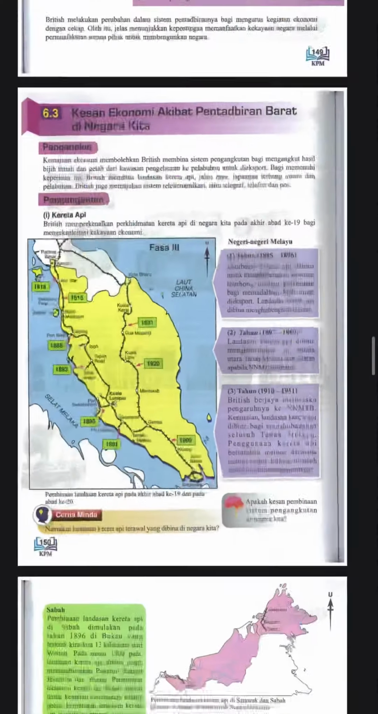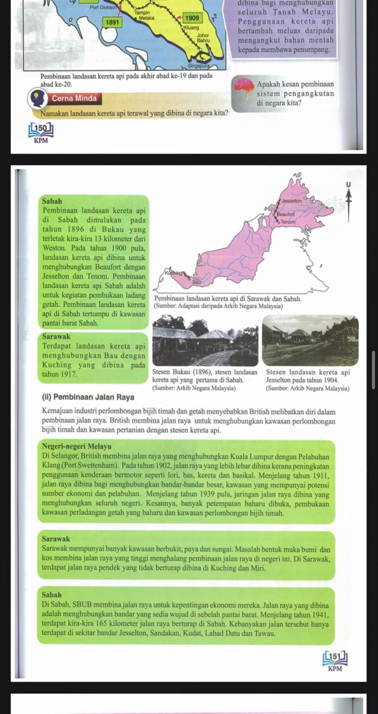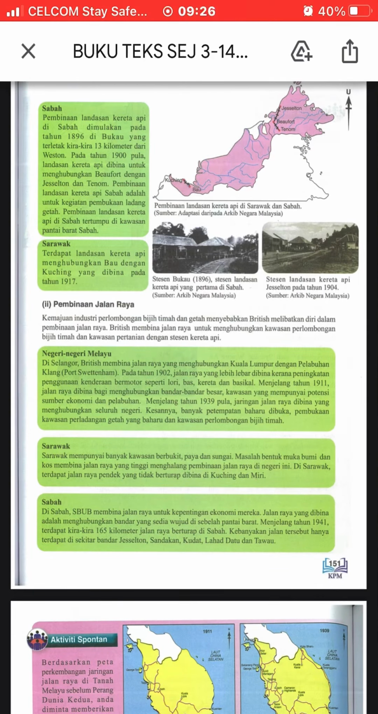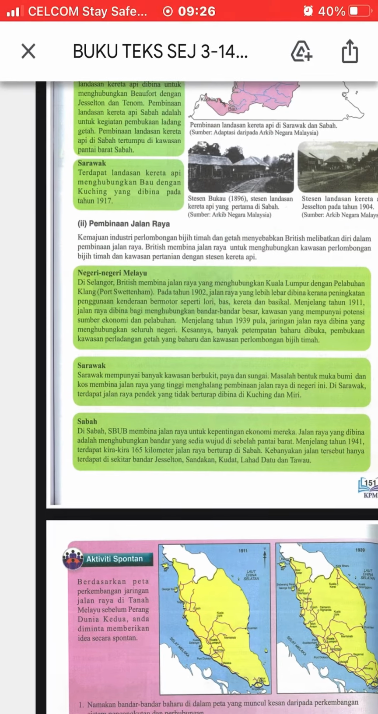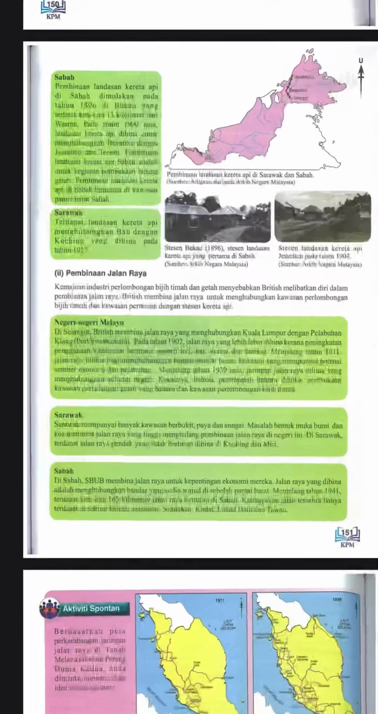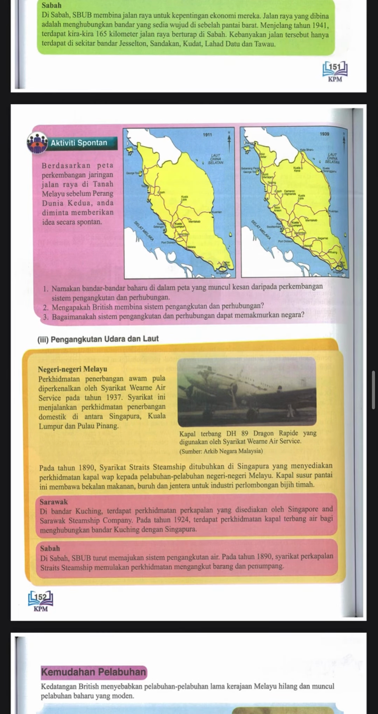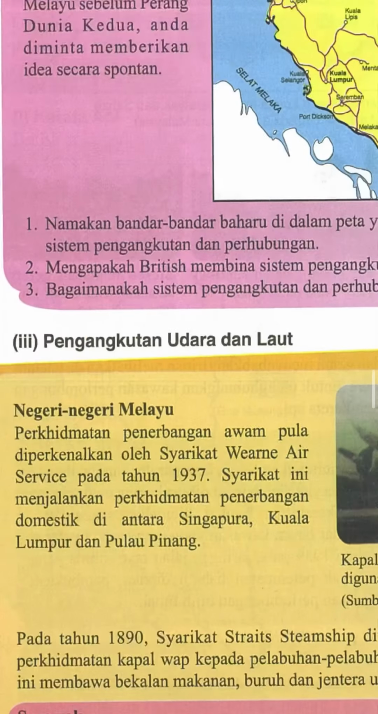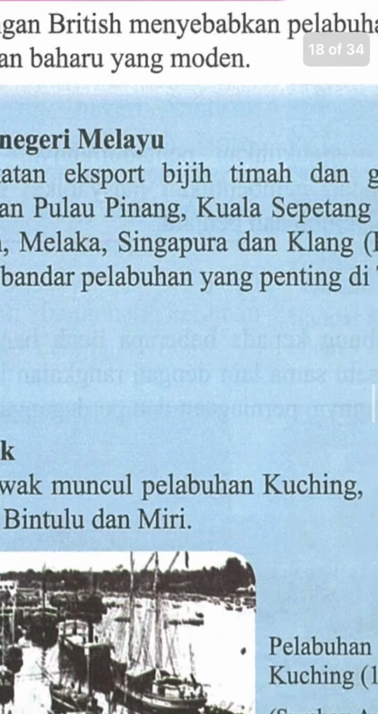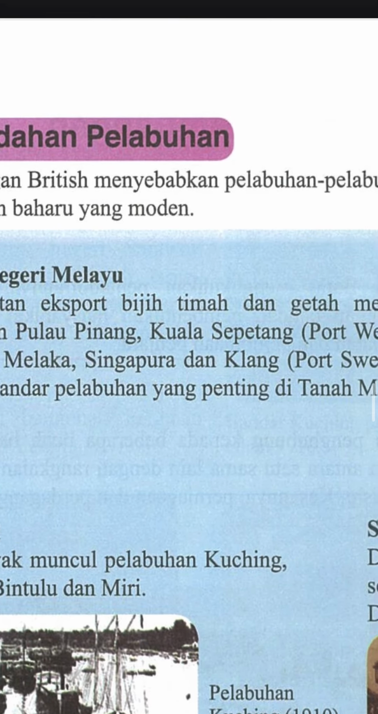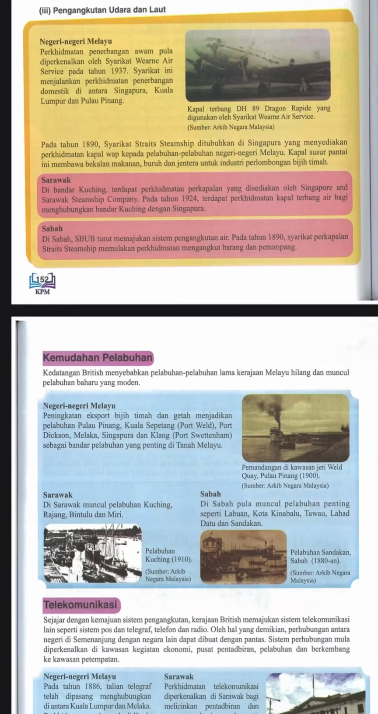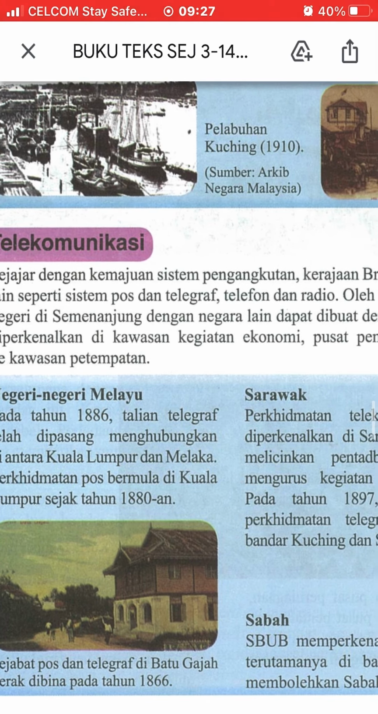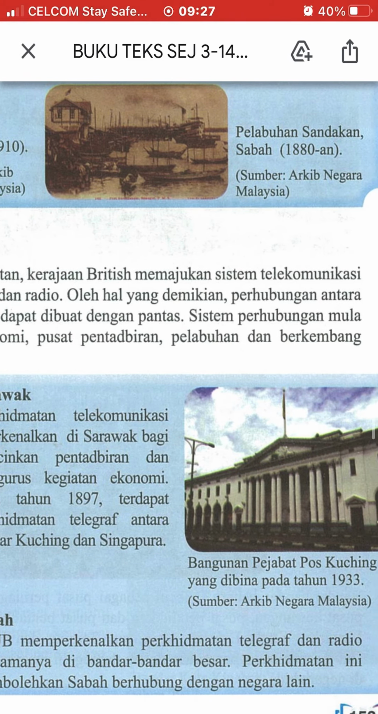If you are reading about jalan raya, kamu kena tahu bandar-bandar dan kenapa jalan raya ini dibina. Bijih Timah dan Getah. Alright? And you need to know the town names in Sarawak and Sabah. At the same time, bila baca tentang pengangkutan udara, kena tahu syarikat penerbangan. Kemudahan pelabuhan, you need to know what are the pelabuhan we have. What are the names? Pelabuhan Pulau Pinang, Kuala Sepetang, Port Dickson dan sebagainya. If you're reading Sarawak and Sabah, you need to know the pelabuhan. And telekomunikasi, what is the communications that we had at the time? Kamu baca tengok. Alright, it's a reading exercise for today.